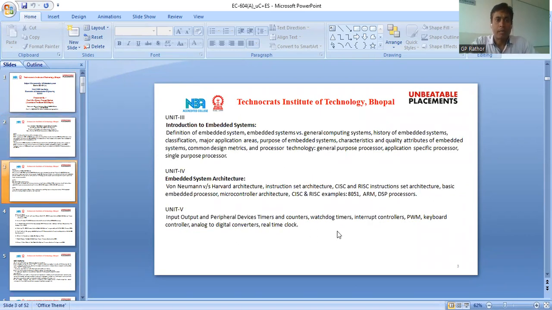And Unit 3 covers introduction to embedded systems, and Unit 4 covers embedded system architecture, and finally Unit 5 belongs to input output and peripheral devices.